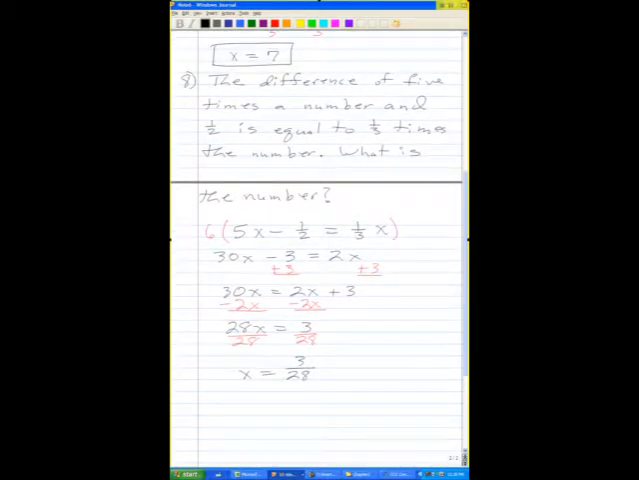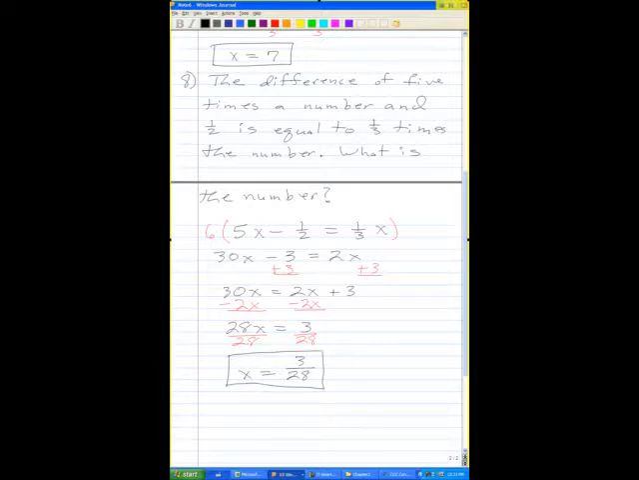And so let's see, the difference of 5 times a number, so 5 times 3 over 28, 15 over 28, and 1/2, which is 14 over 28. So the difference of 15 over 28 and 14 over 28 is 1 over 28, is equal to 1/3 of the number. Well, 1/3 of 3 over 28 is 1 over 28. So yes, that's a true statement.